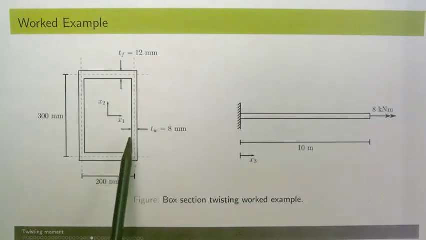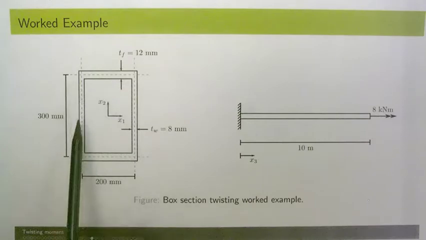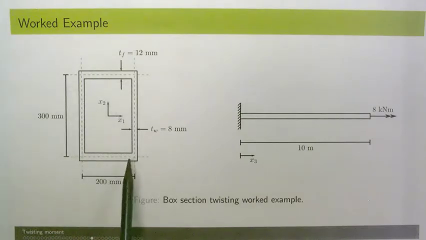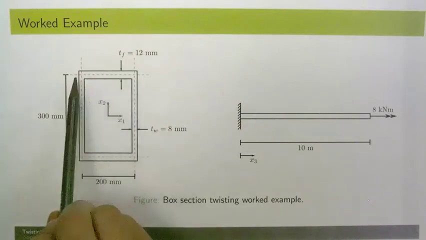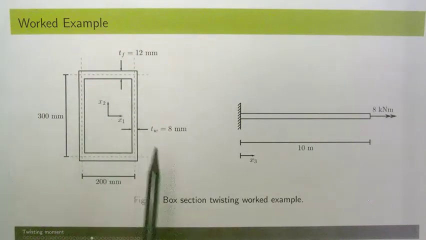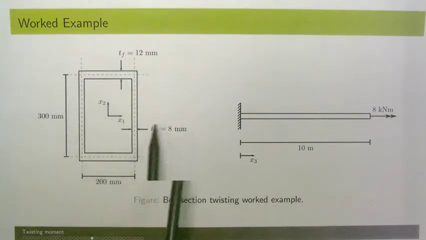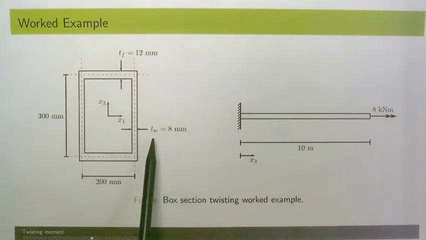Because we know that the shear flow, which is the shear stress multiplied by the thickness, is constant around the cross section, we already expect that the shear stress will be larger in the web than it is in the flange.